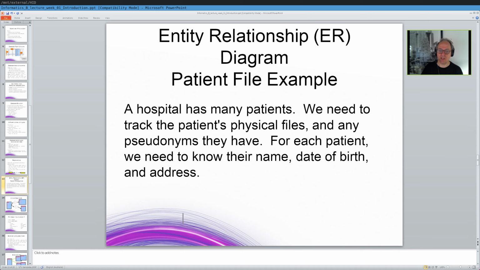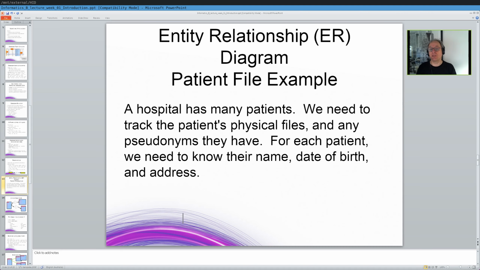A patient has, so there's many patients, so we need a table for patients. We don't need a table for a hospital because there's only one of them, and we only want a table for things where there's a lot of them. A patient has physical files. So for a single patient, how many files are there? Many. For a single file, how many patients are there? One. So it's a one-to-many relationship.